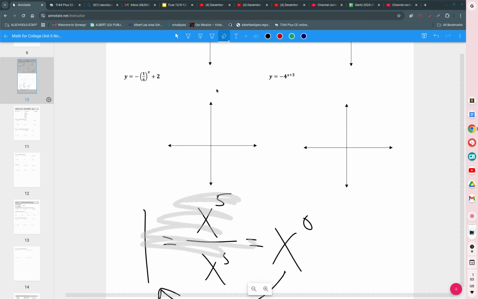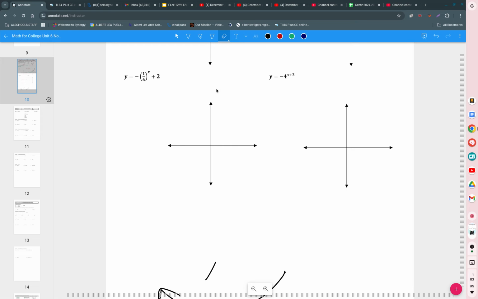So let's look at this one right here. I'm going to do it in a couple steps, all right? I have negative 1/6 to the x plus 2. So it's 1/6. So is it going to start down and finish up, or is it going to start up and finish down? Start up and finish down. So I'm going to draw the parent function just so I can see.